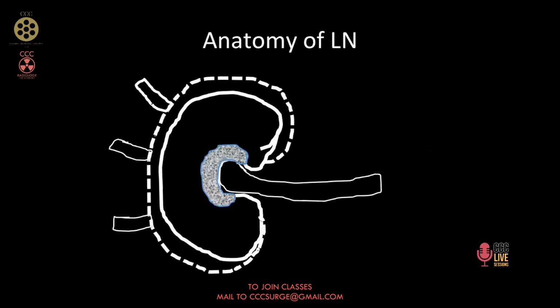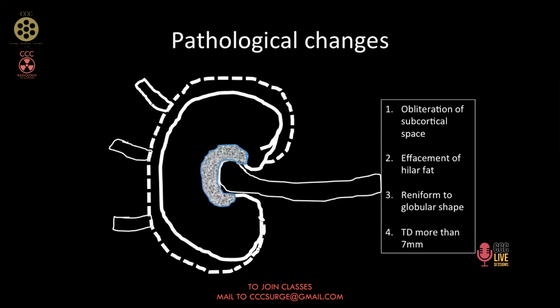Now this is the anatomy of the axilla, which I want you to understand very carefully. This is the outer layer, which is the capsule, and this is the lymph node, and this is the subcortical space. This is how the afferent channels enter, and this is how the efferent channel exits, and there is a perihilar fat. Now look at what happens when you have obliteration of the subcortical space, and how it happens.